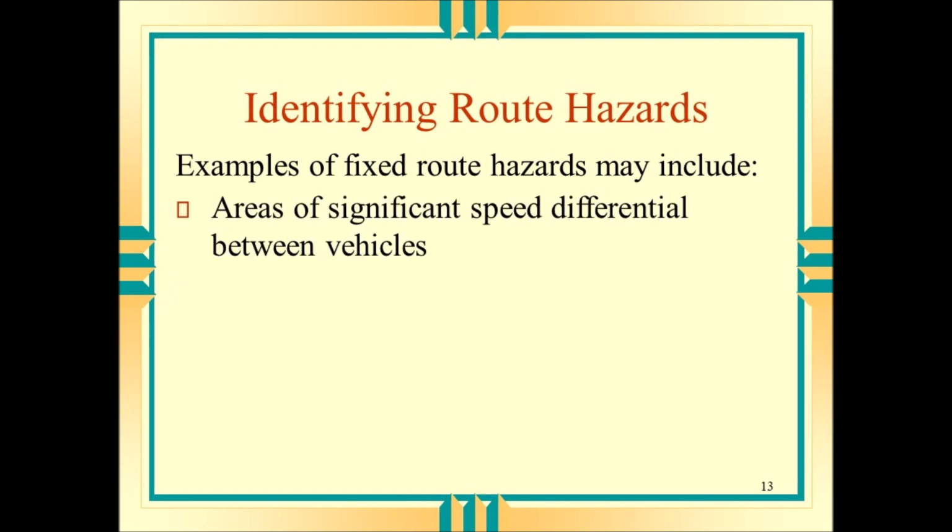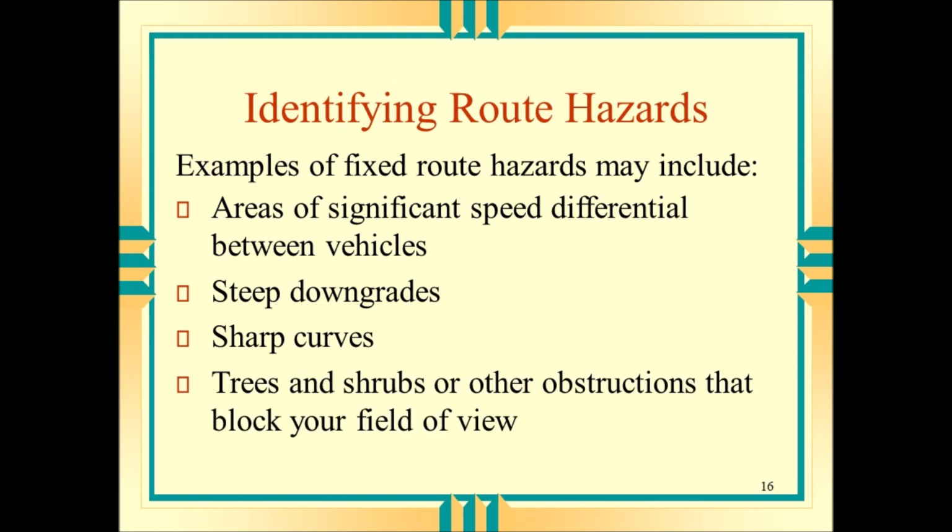Additional examples of fixed route hazards include areas of significant speed difference between vehicles, such as on-off ramps to high-speed roads. Steep downgrades, where brake condition and braking operation are important. Sharp curves, where speed control entering and exiting the curve is vital to maintain vehicle control. Trees and shrubs or other obstructions that block your field of view. Areas of high pedestrian activity.